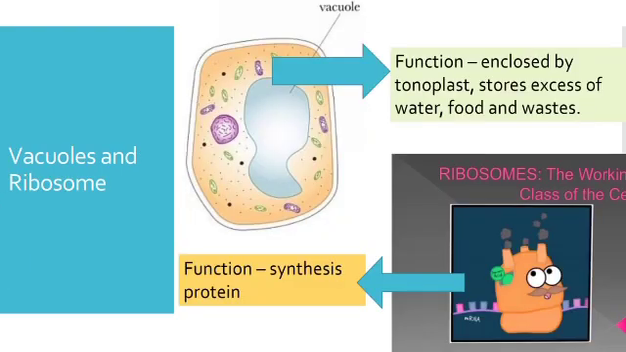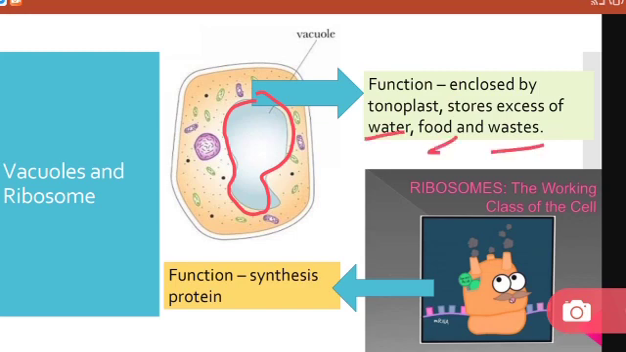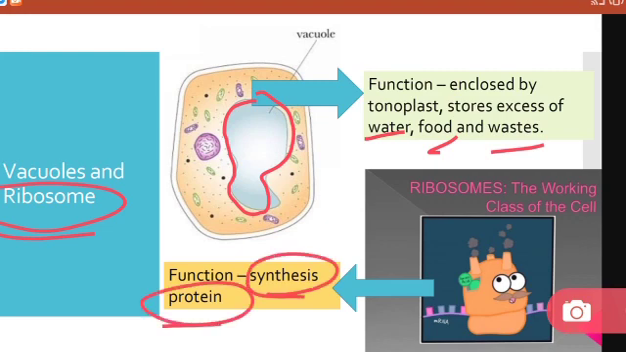Next comes vacuoles and ribosomes. Now what are these vacuoles? Vacuoles are nothing but a large space, empty space present inside the cell. These empty spaces are filled with water, filled with food and filled with waste substances. Okay? And what are ribosomes? Ribosomes are the protein synthesis factory. Means they prepare protein by the help of certain process. So ribosomes are the working class of the cell, means they prepare protein inside the cell.